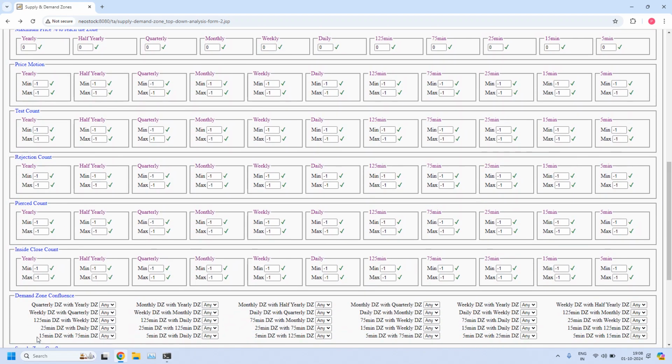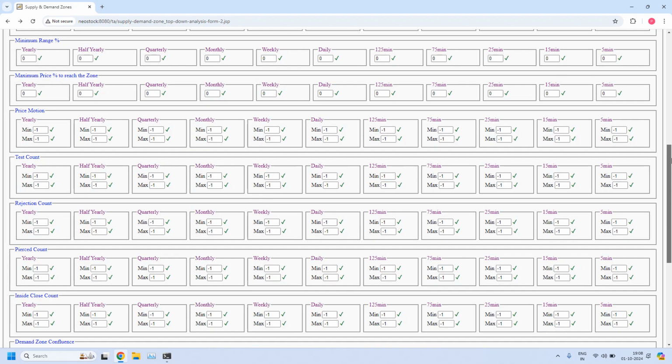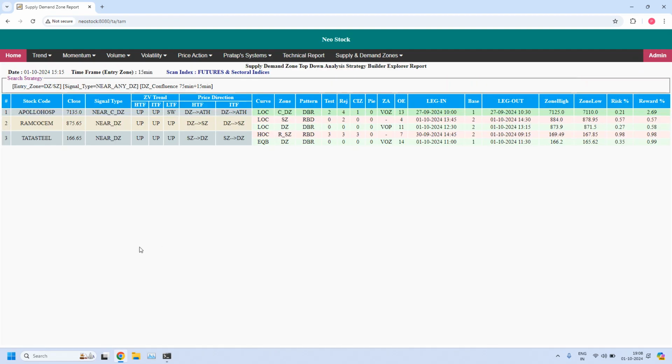So I enabled the 15 minutes demand zone confluence with 75 minutes demand zone. That means the 15 minute zone is overlapped with the 75 minute zone. So for these 3 stocks, the 15 minute zones are part of the 75 minute zones. Whatever we are seeing, they are all entry zones, entry time frame, they are all 15 minutes. But they are also part of their 75 minutes ITF zone. Okay, next.